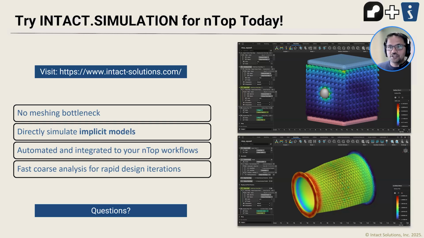Just to reiterate, no meshing bottleneck. Directly work with the implicit model without having to generate a surface mesh for it, for example. It's fully automated and integrated within your nTop workflow, so you don't have to leave nTop. You can just stay in your design context and iterate rapidly. And we saw we can do both fast analysis for initial design phases and refined analysis.